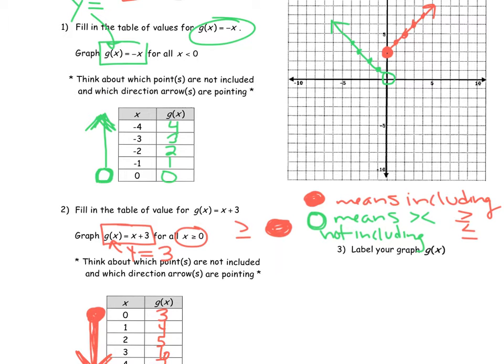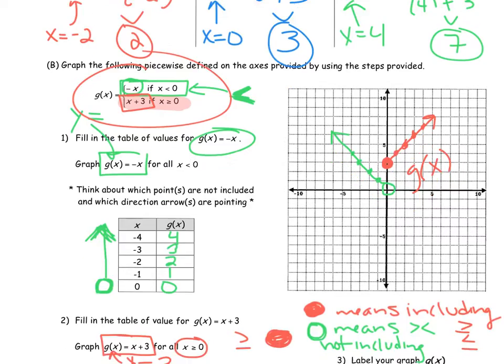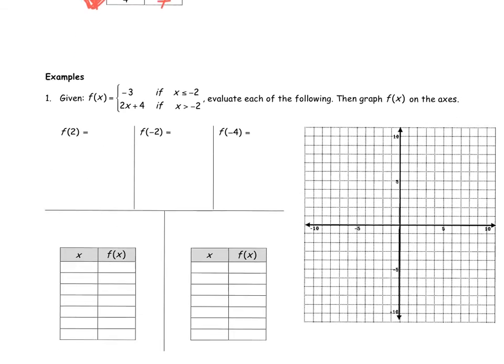This actually was a Regents question. There's just a little bit more scaffold here. All they gave you was this information and they just said graph it. All right. And just don't forget to label it. So this is just g of x. Okay. Let's move on to some more examples here. So let's flip over to the next page now.